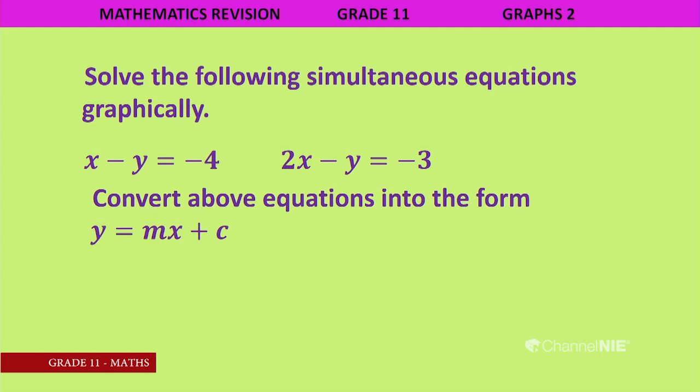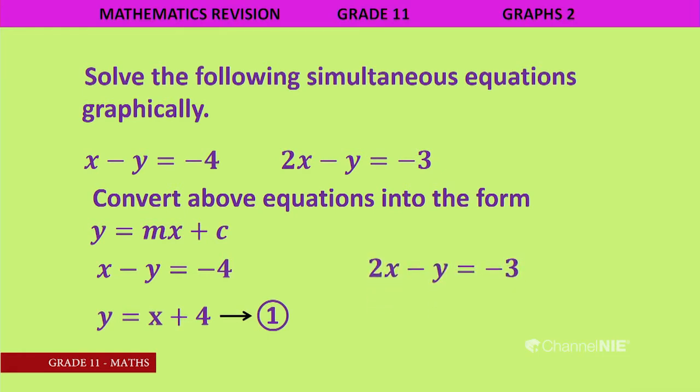Convert the above equations into the form y equals mx plus c. It means you have to make y the subject. How to make y the subject? You can change the side of minus y, then plus y equals x plus 4. Likewise, after changing the side of minus y, you have plus y equals 2x plus 3. So x minus y equals minus 4 gives y equals x plus 4, and 2x minus y equals minus 3 gives y equals 2x plus 3.